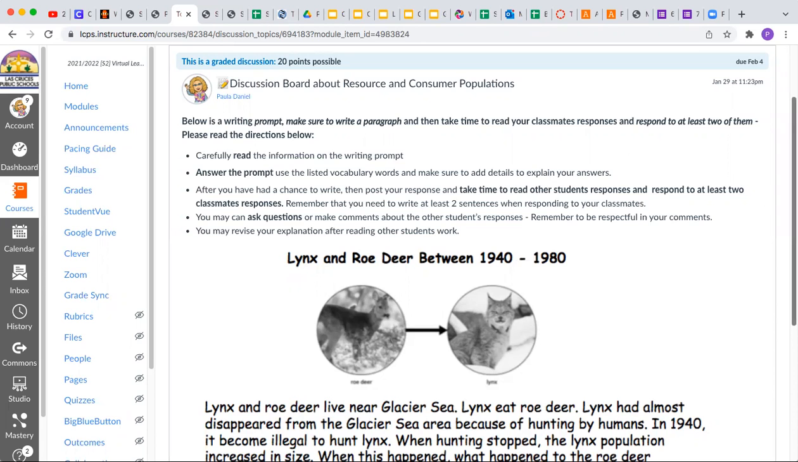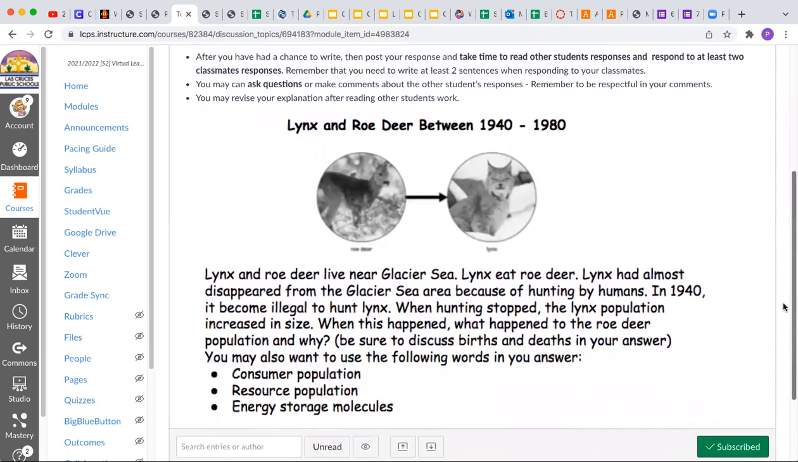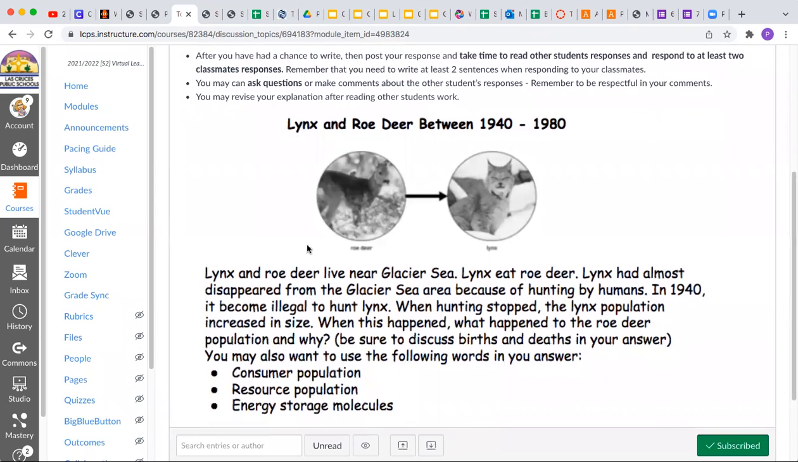So here is the writing prompt. And notice how right away, based on this picture, we know that the roe deer is the resource population for the lynx, which is a consumer population. And the lynx gets its energy storage molecules from the roe deer. So then it says that the lynx and roe deer live near Glacier Sea. Lynx eat roe deer, which we know based on the picture, right?